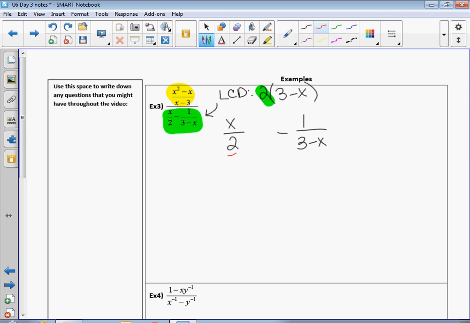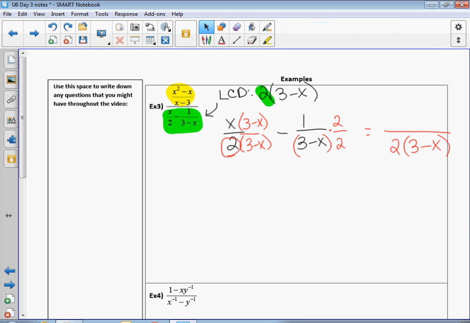So my first fraction has this denominator of 2, but it's missing the 3 minus x. So let me multiply both the top and the bottom by that missing part. In the second fraction, I have the 3 minus x, but I'm missing the 2. So I'll multiply top and bottom by 2. When I combine my numerators, I'm going to end up with that common denominator of 2 times the quantity 3 minus x. Let's work in the numerator.